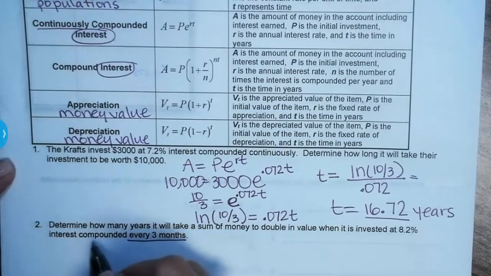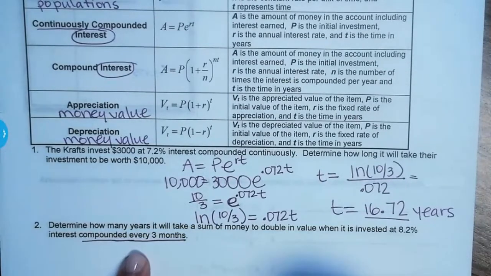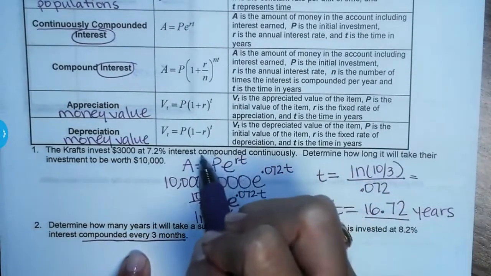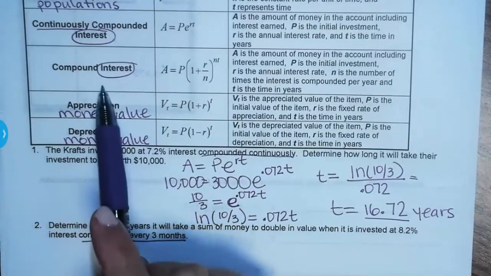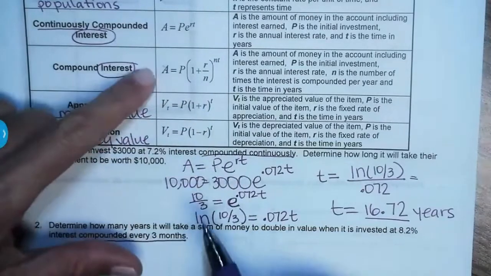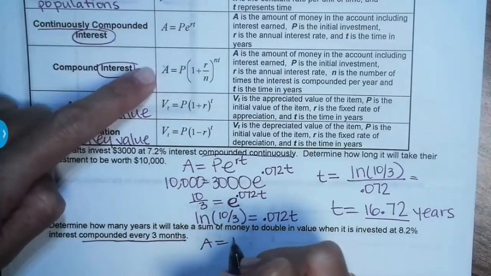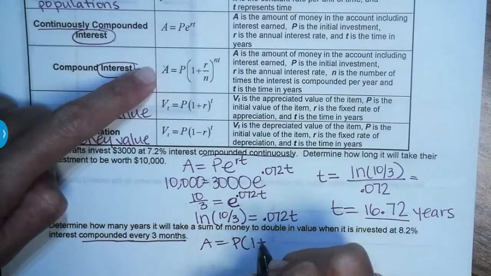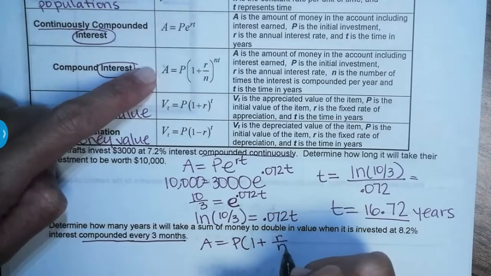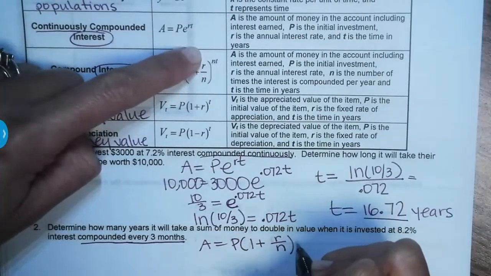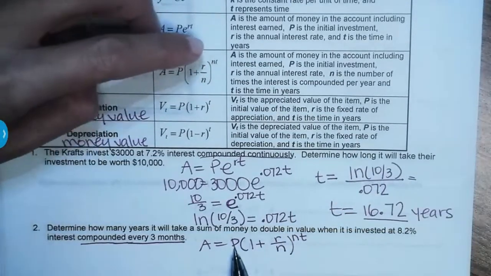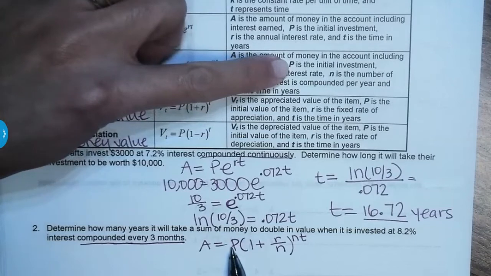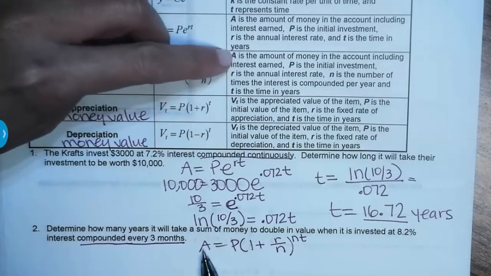So this one is not continuously compounded. This one is called compound interest, so the other formula, and that's the one I'm going to use. A equals P times 1 plus r over n, raised to the nt. So P is still the principal amount, so how much you start with. A is still the total amount with the interest at the end.